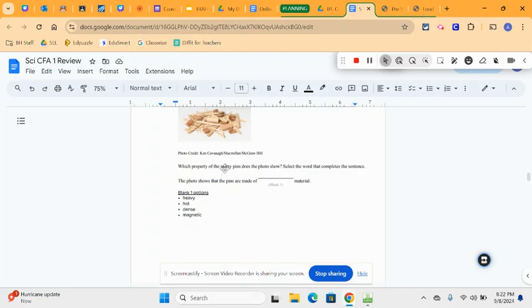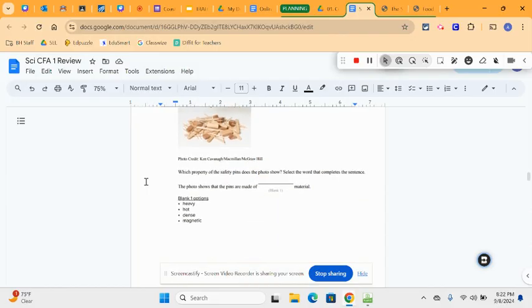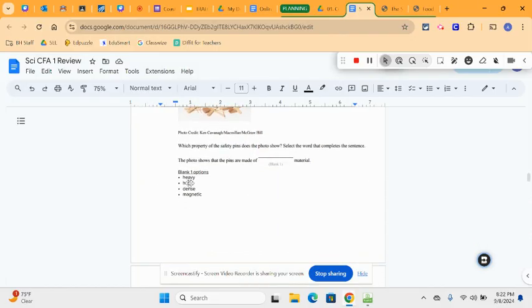It says, which property of the safety pins does the photo show? Select the word that completes the sentence. So it says, the photo shows that the pins are made of blank material. If we look back up at the picture, we can tell by looking at it that these safety pins, that's what these are up here, are made of what kind of material? Is it heavy material, hot material, dense material, or magnetic material?